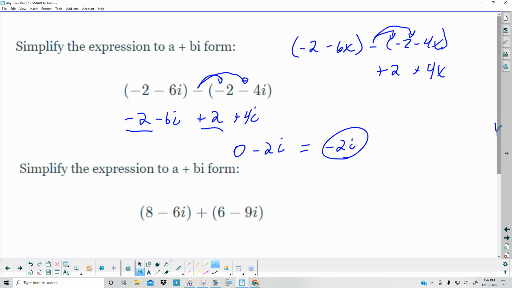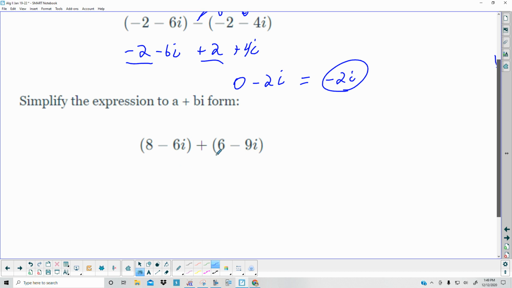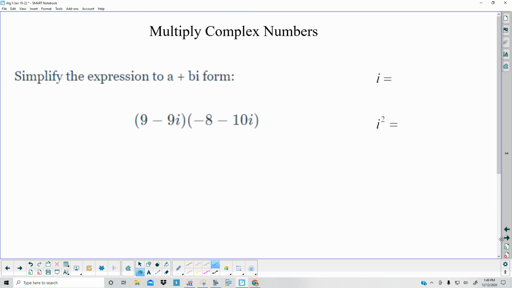Now, when you're adding, you're just adding like terms. So this piece and this piece add together to give you 14. Minus 6i plus a minus 9i is minus 15i. And that's it. You're done. There's nothing else to do. So adding and subtracting complex numbers is pretty straightforward. You don't even have to know what i is. You're just adding like terms. That's it.